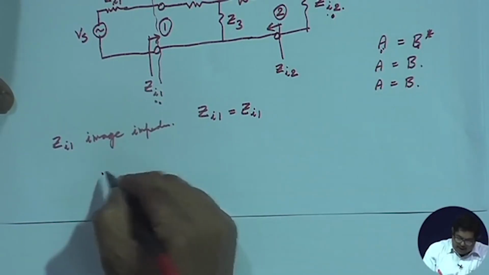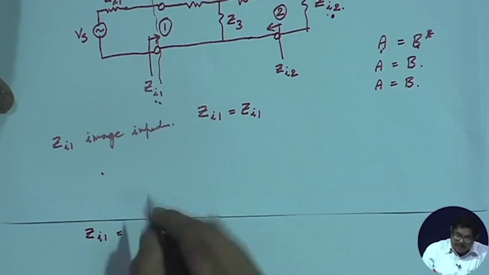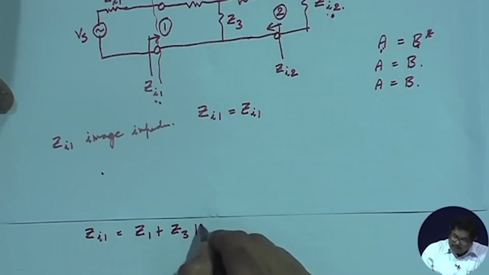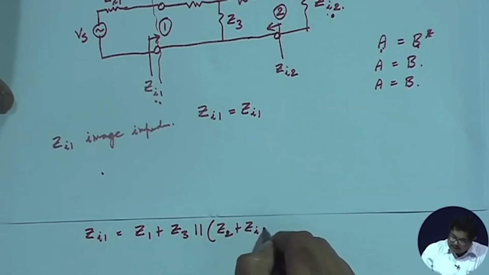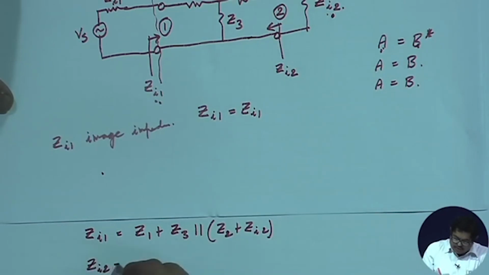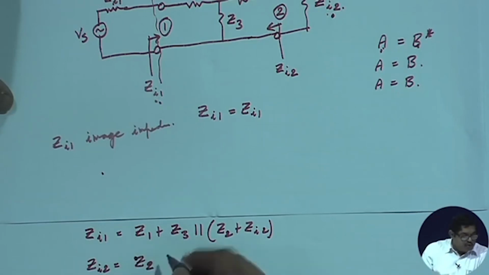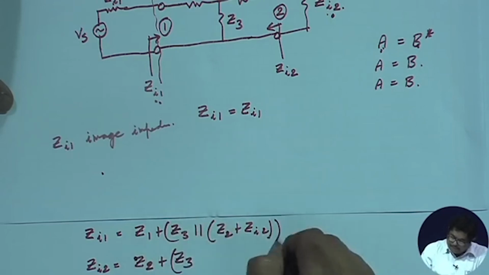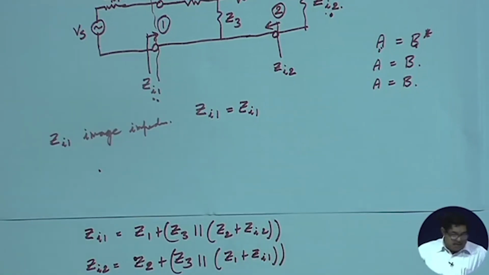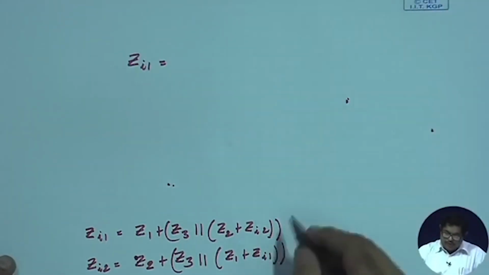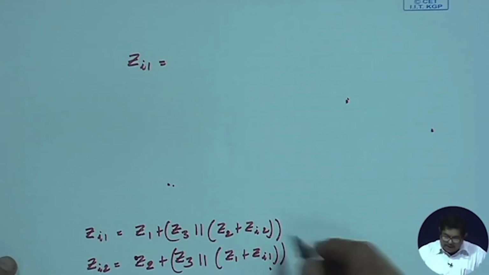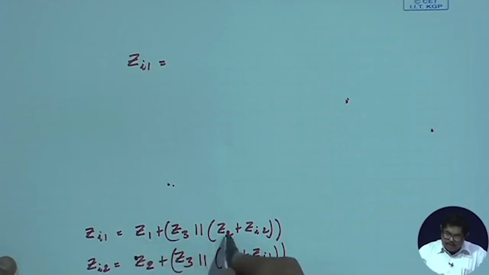What is Zi1? Obviously it is Z1 plus Z3 parallel to Z2 plus Zi2. Likewise, what is Zi2? It is Z2 plus Z3 parallel to Z1 plus Zi1. Now in these two equations, in Zi1 I have Zi2, and in Zi2 I have Zi1. I have two equations, so I can solve for Zi1 and Zi2 in terms of Z1, Z2, Z3.